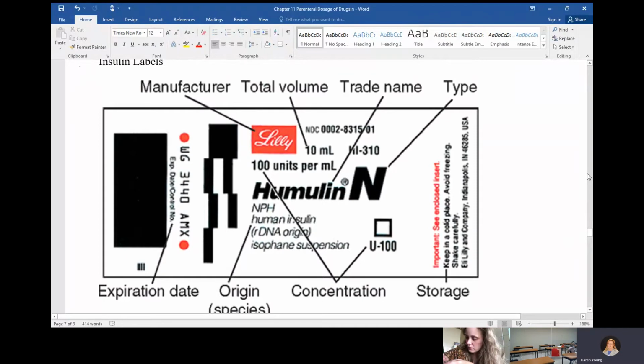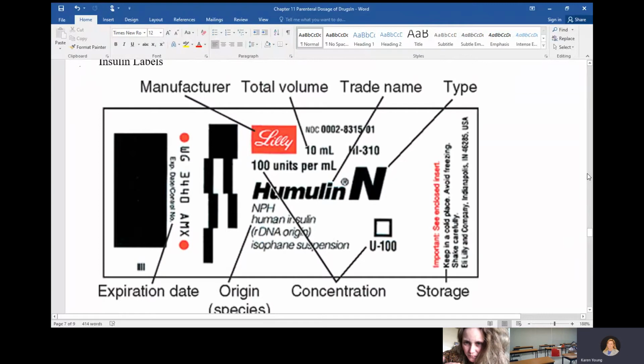One of them is a synthetic, one of them is a human insulin, one of them is a pig-based insulin. My grandmother used to take the pig-based insulin. Sounds gross now, but it worked. The human insulin is your origin or your species. The human, this means that it's from humans. The rDNA origin, all this is your origin and species, okay?